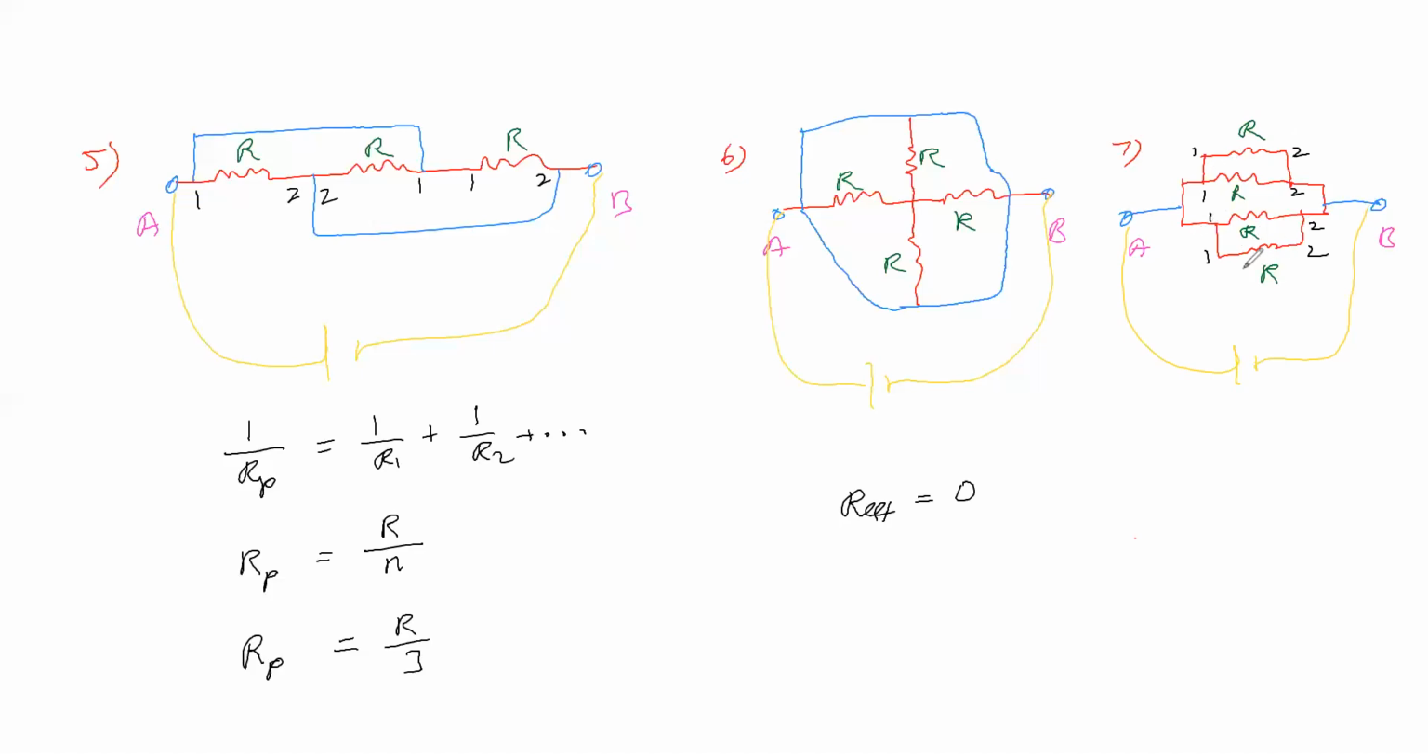In parallel combination, already you know that formula. If all the resistors are equal, then the effective resistance is equal to one resistance divided by the number of resistors. Here four resistors are there, so the effective resistance is R by 4. So the answer for the seventh problem is R by 4.